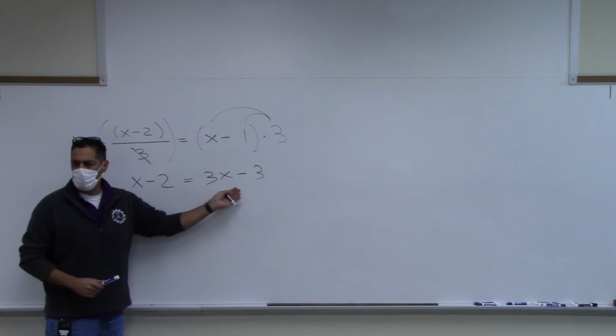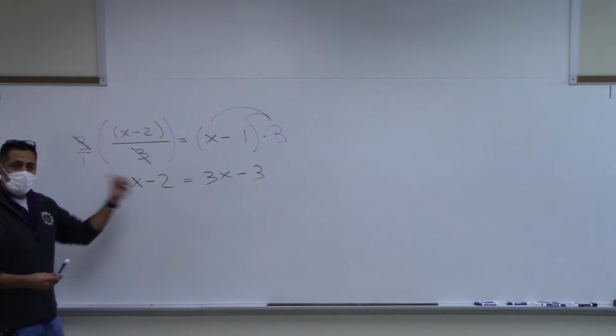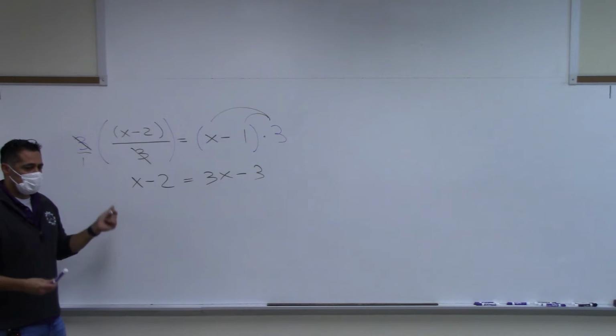Can't combine anything over here. So now we move on to isolating the variable. You get to choose which side you want the variable on. Just for fun, I'm going to move it to the left. That's what I'm going to choose to do.